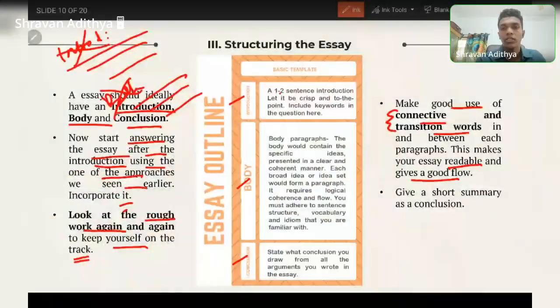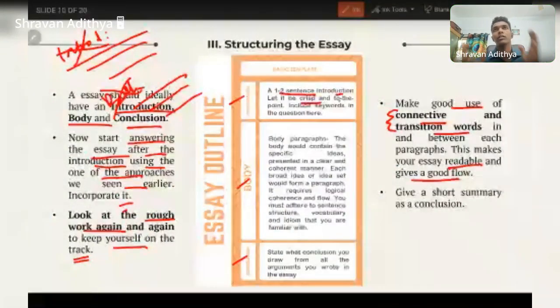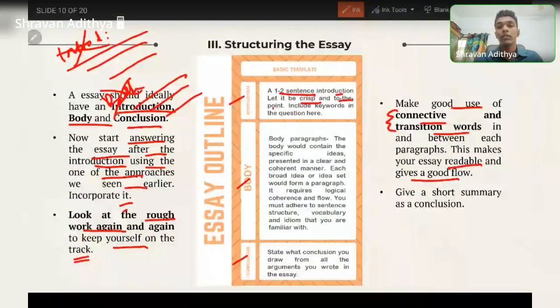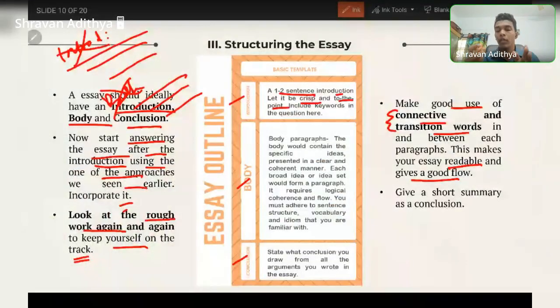So you see here, a 1 to 2 sentence introduction, a crisp, to-the-point introduction is needed, and it is always advisable that you include the keywords in the question here. In the introduction itself, if they are talking about e-learning in the essay topic, then the introduction should have the word e-learning. If they are talking about Naxalism, the word should be present in your introduction. You just need a 2 or 3 sentence introduction of around 30 to 40 words. Then you include keywords there.